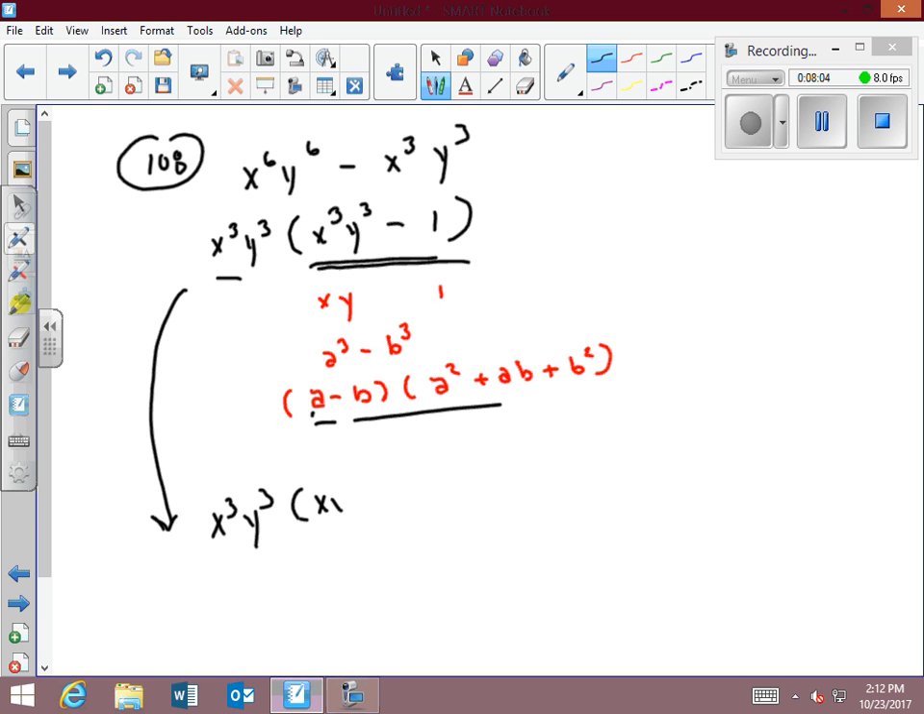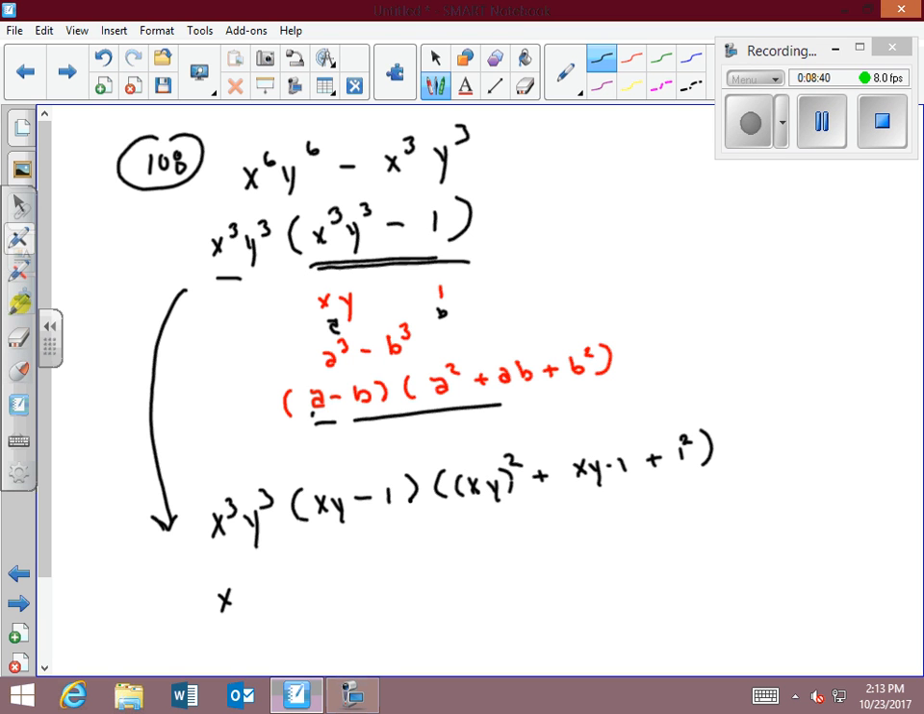xy. See, this is a, and this is b. So it's a, xy minus 1, and then it would ultimately be that, but you could write it this way. Then you'd write what? xy times 1, right? Plus 1 squared.